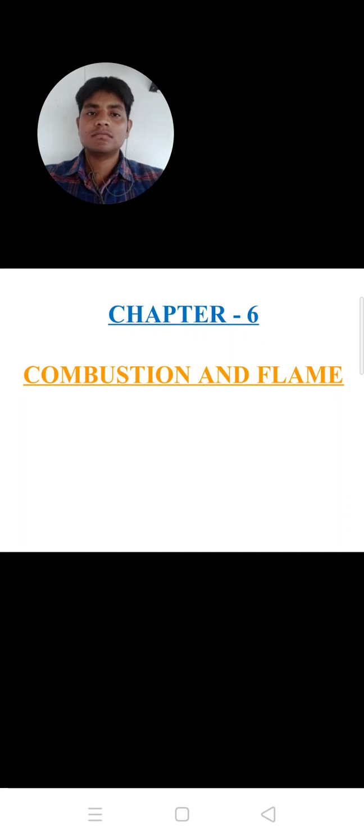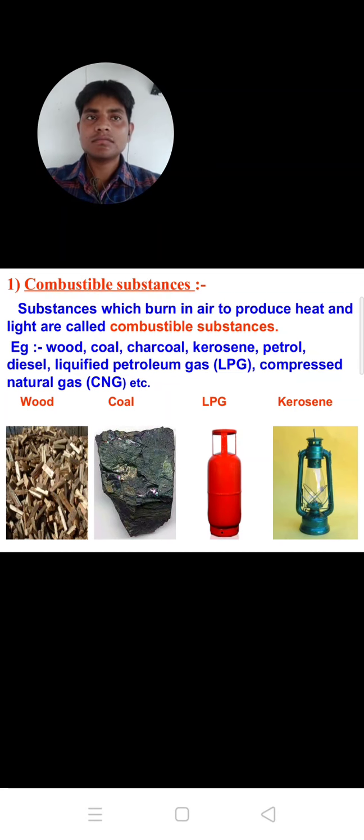See this, people generally use wood, cow dung cake, crop residue, kerosene oil, coke or LPG gas to cook food. For running vehicles, we use petrol or diesel oil. In factories, we use coal or fuel oil or natural gas.